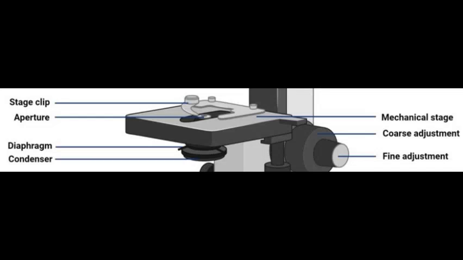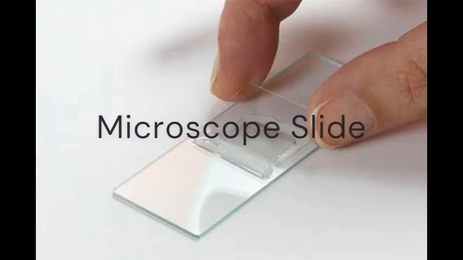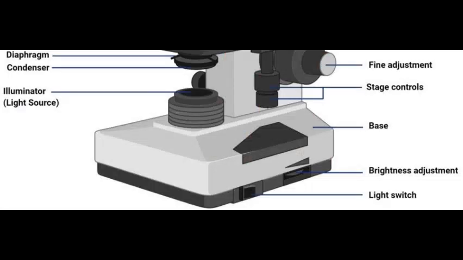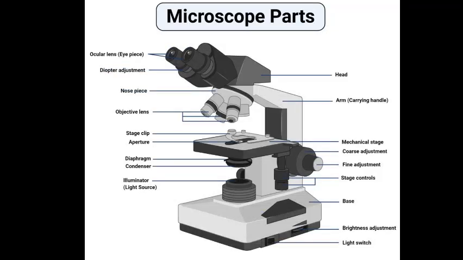Coarse and fine adjustment fine-tunes the focus and increases the detail of the specimen. Diaphragm adjusts the amount of light that reaches the specimen. And condenser gathers light from the illuminator onto the specimen being viewed. That's all for the microscope topic.